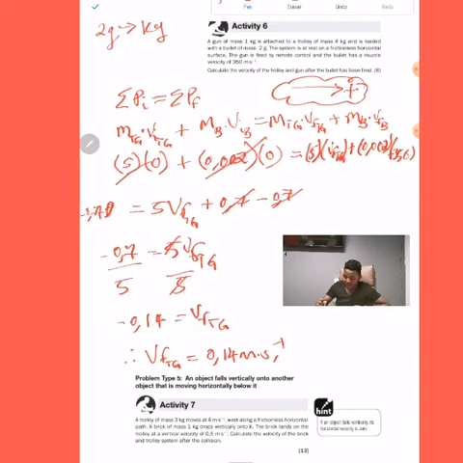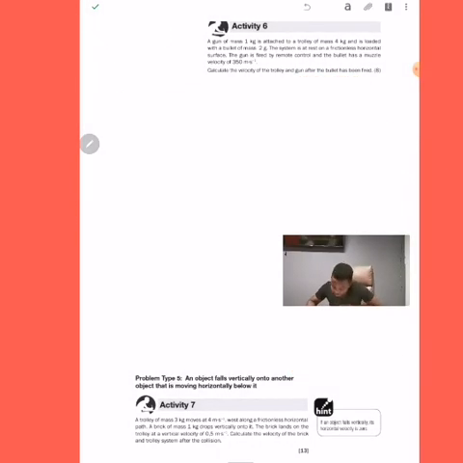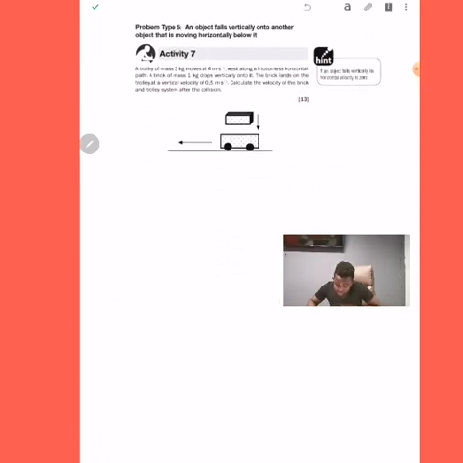In which direction is it moving? We said that to the right was positive, so it is moving to the left, in the opposite direction to that of the bullet's motion. So we will move on to our last problem, which is very interesting.